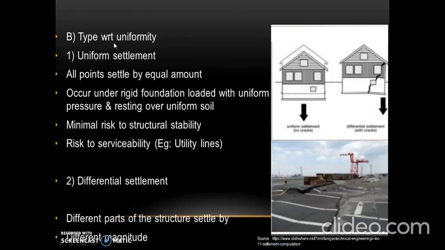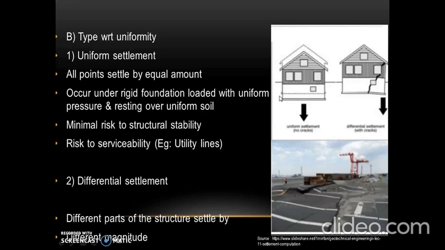Second one is the type with respect to uniformity. So with respect to uniformity, we have got two types of settlement. First one is uniform settlement and second one is differential settlement. Here in this figure, we can see uniform settlement of the structure with no cracks. In this building, we cannot see any cracks because the building has undergone uniform settlement.